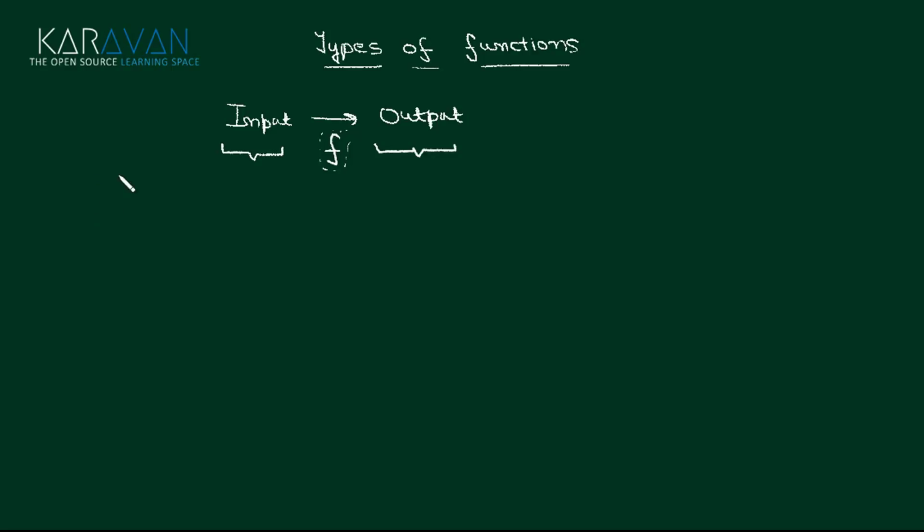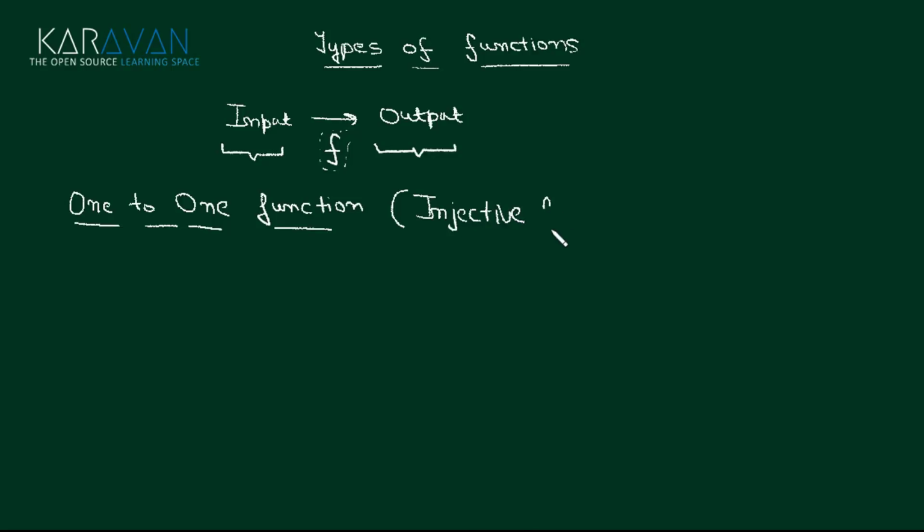So moving on. The first type of function we have here is a one-to-one function. As the name suggests, it is a one-to-one function. In this kind of function, one unique input in the domain set links to one unique output in the range set. This function is also known as injective function. Let me tell you why.